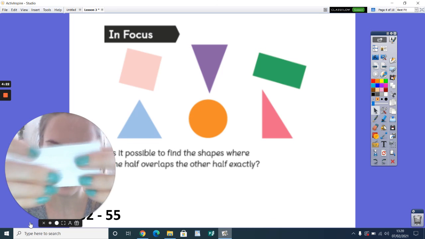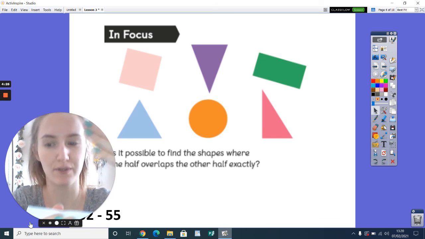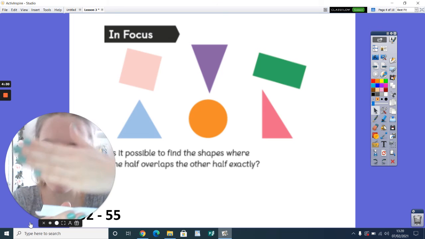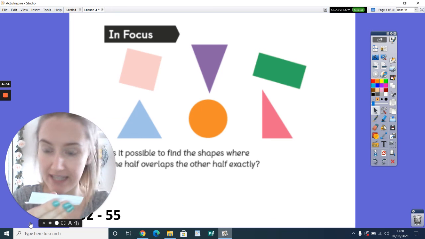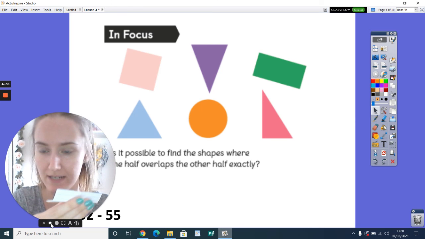Okay, and what you can also do at home, if you've been given a mirror, you might need help with this because you've got to position the mirror in the exact place. You might want to put the mirror onto that line of symmetry and you will see the other side reflected in the mirror and it will look exactly the same as the other side.